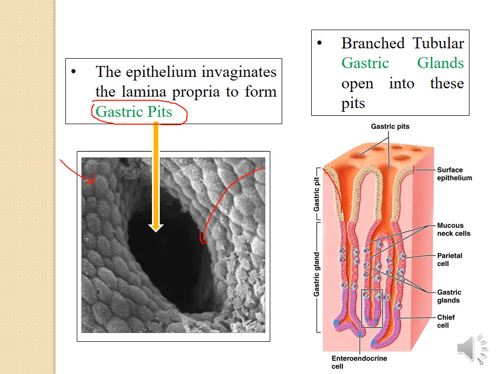Again, here we have the epithelium, and it passes down into the lamina propria to form what we call gastric pits. And into these pits, branched tubular gastric glands open. So it is branched, which means that there are several secretory portions that open into the gastric pits. So the gastric pits are considered as ducts to the gastric glands. Several of these glands open into this one gastric pit. And it is tubular in shape, tube-like. The secretory portions are tube-like in shape.